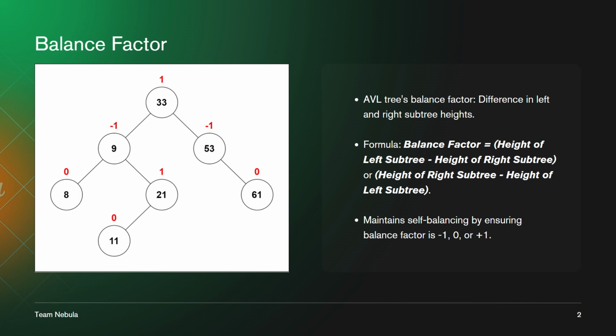Balance factor. Balance factor of a node in an AVL tree is the difference between the height of the left subtree and that of the right subtree of that node. Balance factor equals the height of the left subtree subtracted by the height of the right subtree, or the height of the right subtree subtracted by the height of the left subtree. The self-balancing property of an AVL tree is maintained by the balance factor. The value of balance factor should always be -1, 0, or +1. This is an example of a balanced AVL tree.